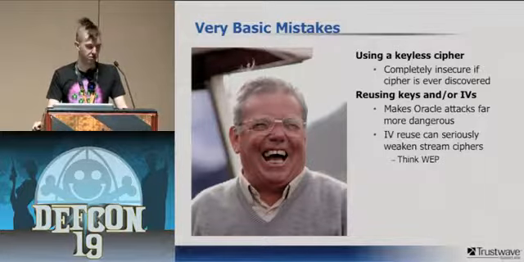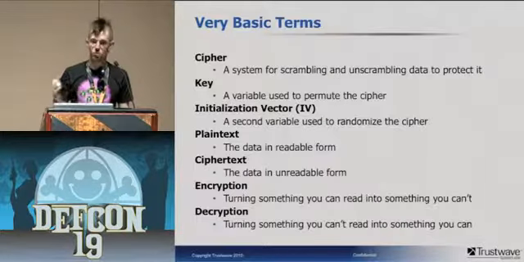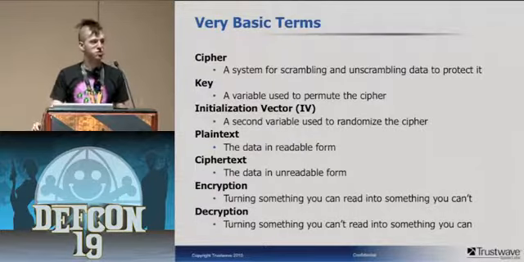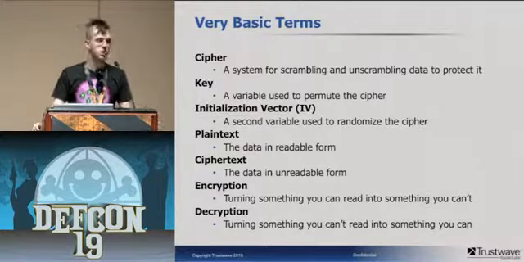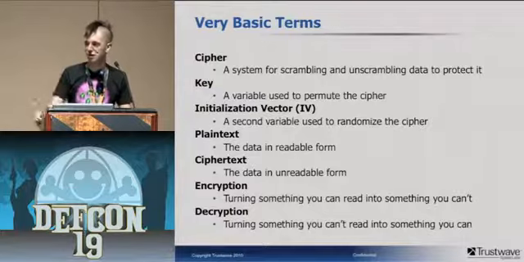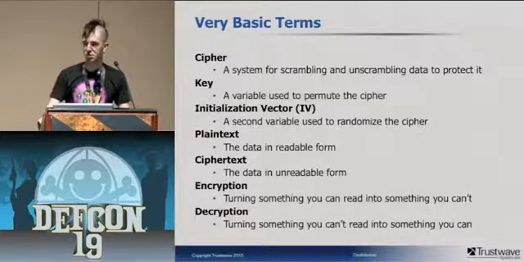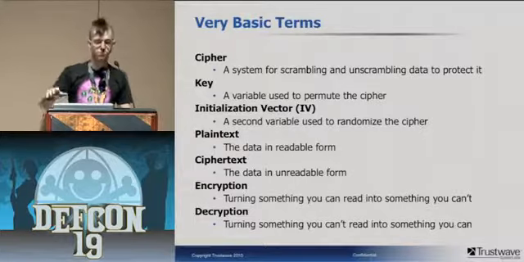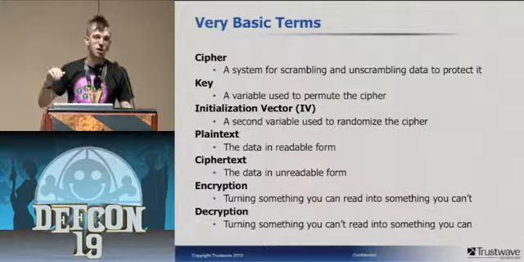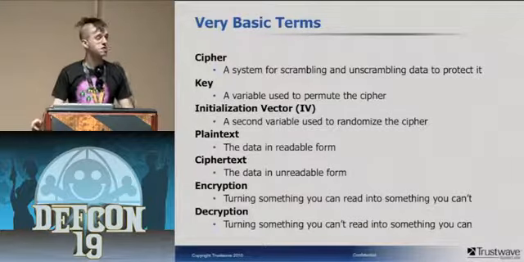WEP is an example. A missing variable that somebody needs to know in order to be able to unscramble the data. The initialization vector is used in a similar way, but it's not always necessarily private. The idea of the initialization vector is almost as a second key, which doesn't necessarily need to be private, although in a lot of cases it should be. The point of the initialization vector is so that when you encrypt the same thing with the same key, you can change up the initialization vector and the ciphertext won't look the same.